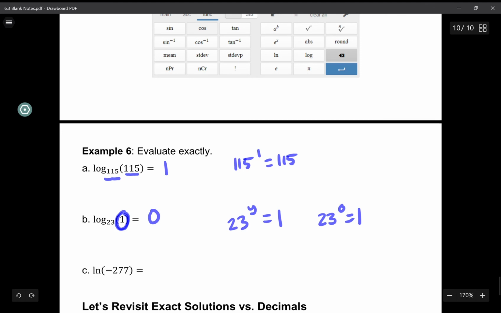And one more to watch out for. This is another one. Anytime this guy in here is negative, this one's going to not exist. D and E. So 3 special logarithms to look out for to build your logarithm arsenal.